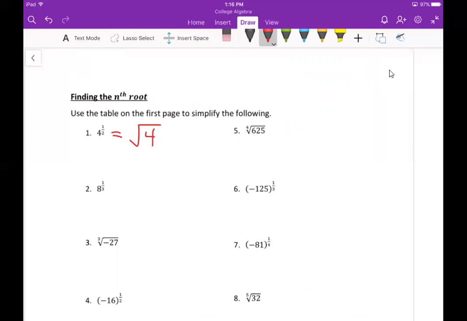And recognize that, oh, 4 to the 1/2, that's just the square root of 4. I know that I squared 2 to get to 4. So 4 to the 1/2 is actually just 2.